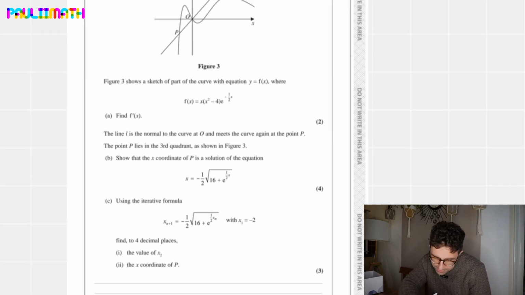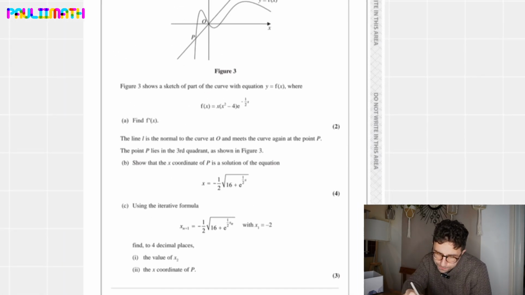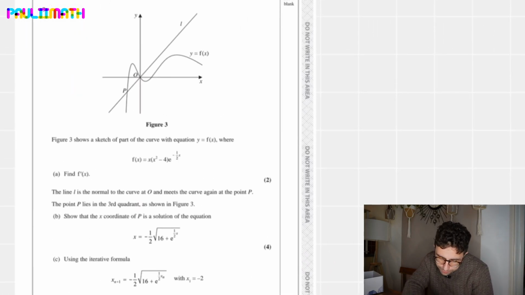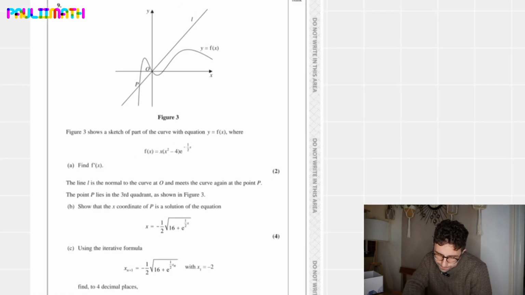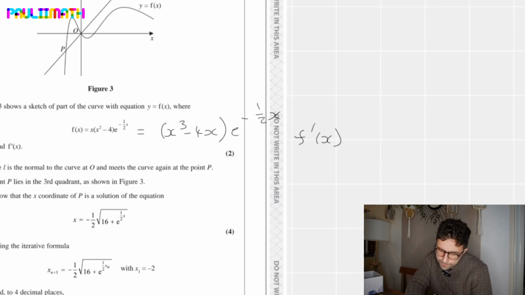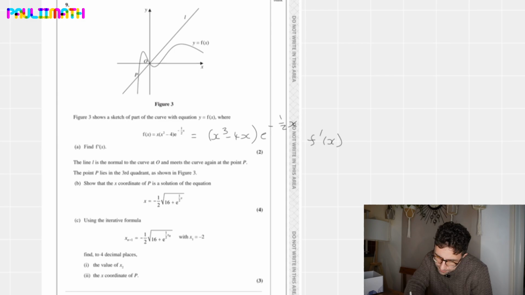There's a graph, find the derivative. Oh, and then it's going to end up being iteration. Not too many marks for the derivative. We'll just try and do it alongside here. Pretty long, but product rule, why don't we rewrite it as x cubed minus 4x, e to the minus a half x. Then we can do product rule. Differentiate the first thing, that will go to 3x squared minus 4. Keep the second thing the same.